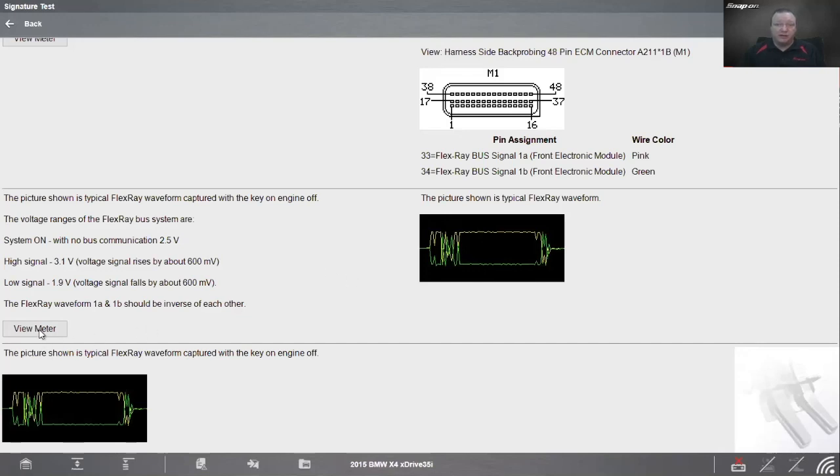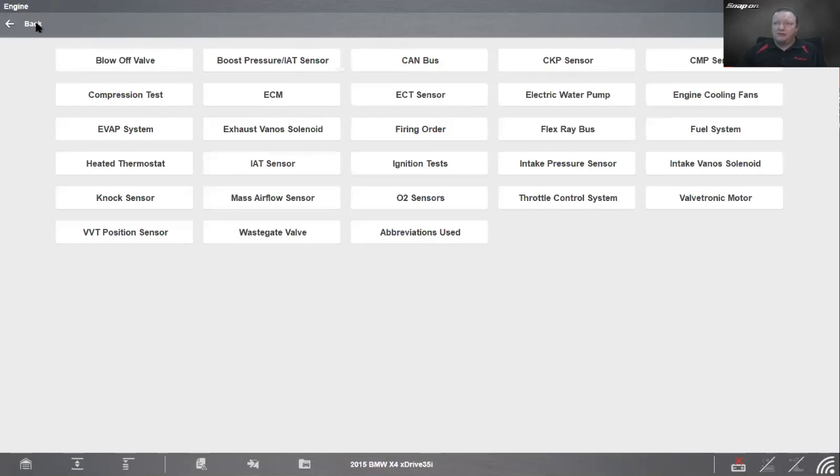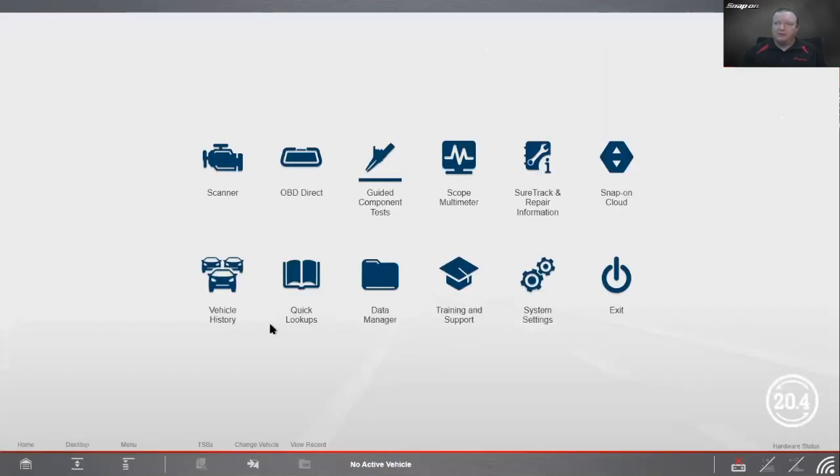So we'd be able to hook that up, hit view meter. I don't have an example to connect to for FlexRay, but we could see that in there as well. All right, so many vehicle-specific options for that. Also, checking our wiring diagrams. Very, very important to be able to test and check the wiring diagrams as well. I think that's really, really key, especially when it comes to these more complex vehicles today.